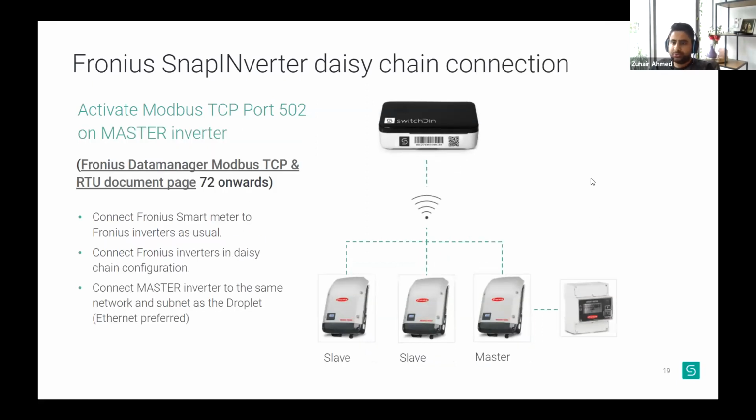The Droplet also supports daisy chaining in the case of Snap inverters. So if these inverters are in a master-slave configuration, the Droplet will be able to configure them in this way. The process is the same. If they're in a master-slave configuration or if they're independent devices, the Droplet configuration would remain the same. If the Fronius configuration is all set, the Droplet will know that it needs to access slave devices via the master inverter.